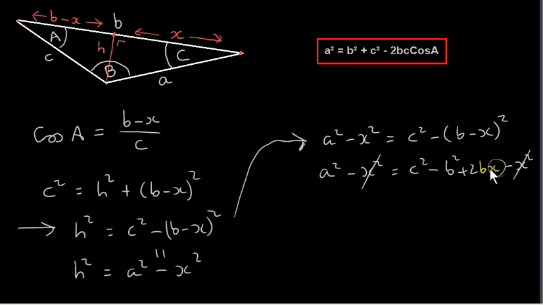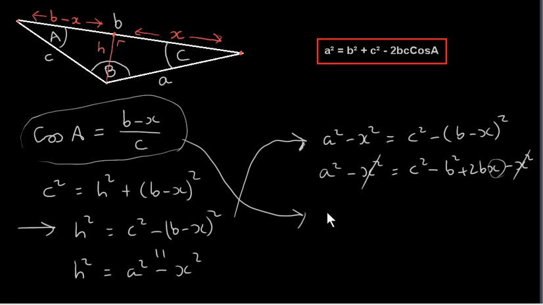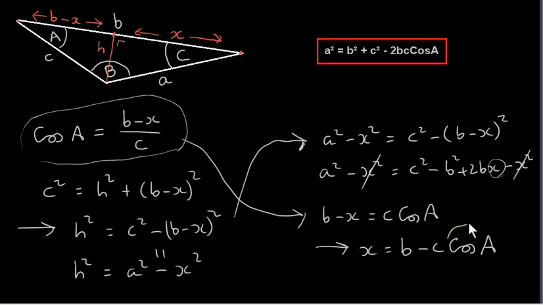Well, we get rid of x by considering this here. We rearrange this to make x the subject. So we see that b minus x equals c cos A. And from this we get x equals, if we bring the b across and change signs, x equals b minus c cos A. So we plug this in for x.